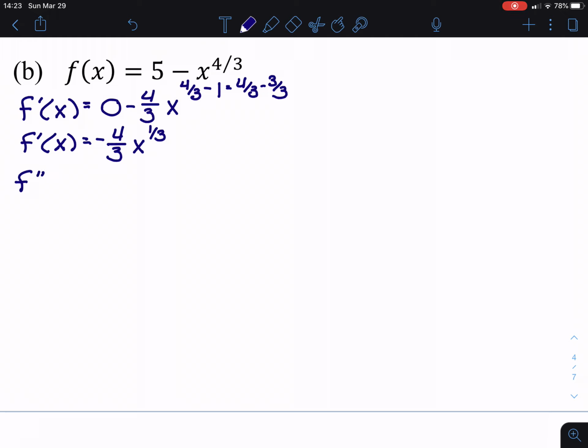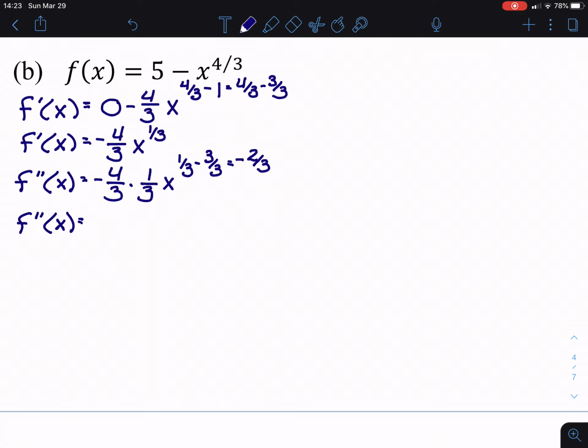All right. Now I got to take the second derivative. So I take the second derivative, I have negative 4/3 times, I bring down my exponent, so 1/3 times x to the 1/3 minus 1, but remember 1 is just 3/3, so this is equal to negative 2/3.